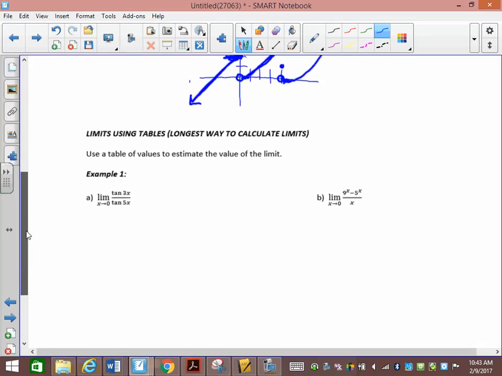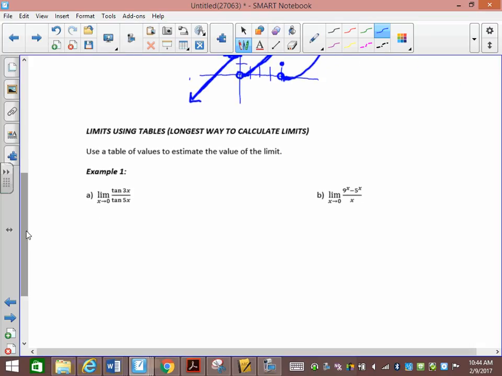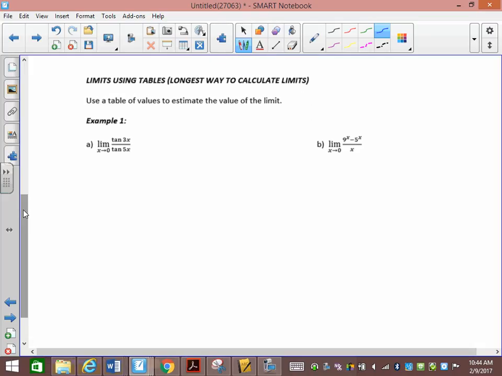All right. Limits using tables. Longest way to calculate limits. This is the longest way known to math. So it's always everyone's backup. If you have no idea how to calculate a limit, you can do a table of values on the left side and right side and see what they're approaching. It's the longest way to do it because you're filling in like 0.000 for every x and 0.00000 for every x, right? You're adding that little 1.